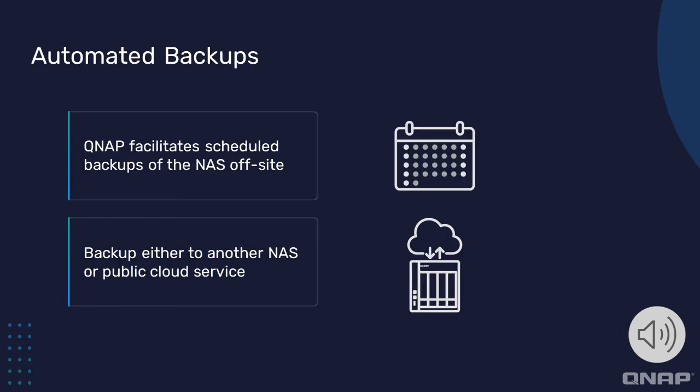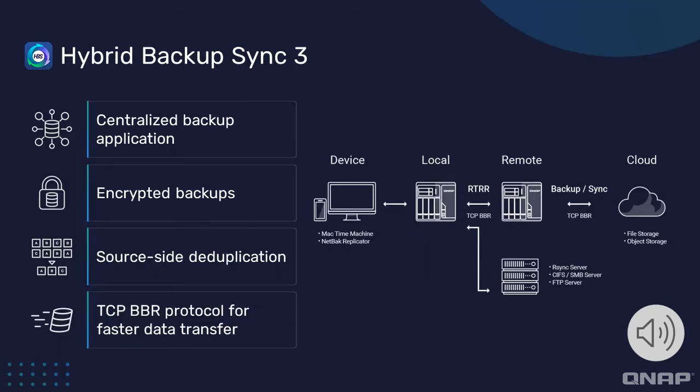Another way to keep your backups on the NAS secure is to backup the backups. QNAP enables you to set automated backups to other NASs or public cloud services for offsite backup. Hybrid Backup Sync 3 is an app for QNAP which consolidates numerous types of backup jobs in one place. You can use Hybrid Backup Sync 3 to easily backup external drives, set time machine backups, NAS to NAS backups, and NAS to cloud backups.